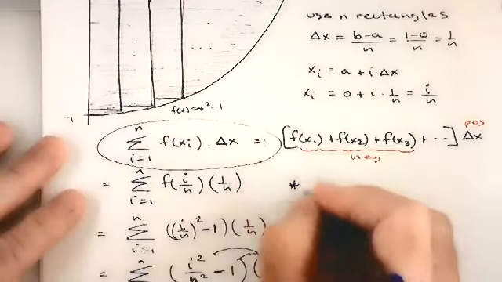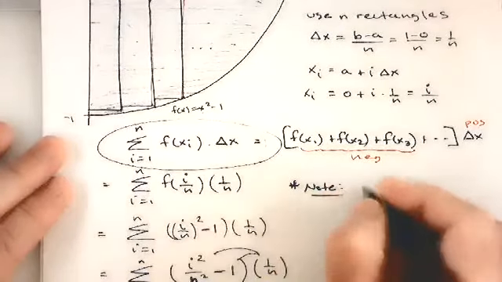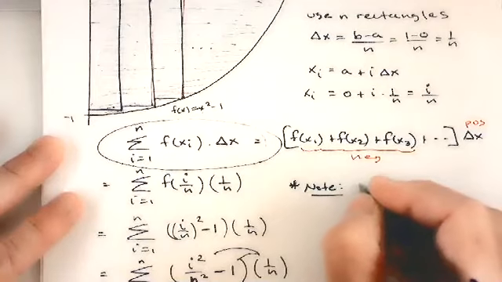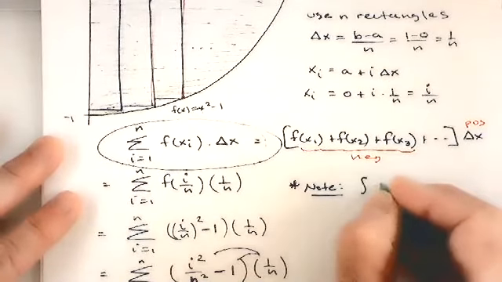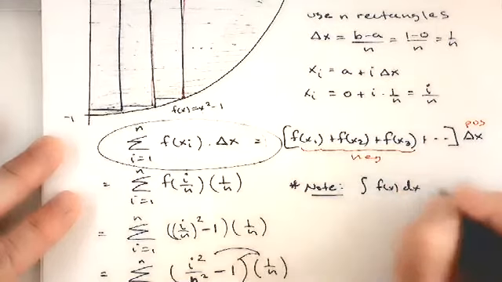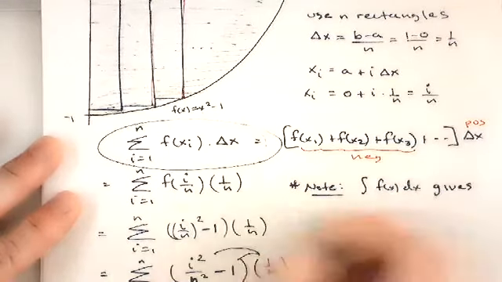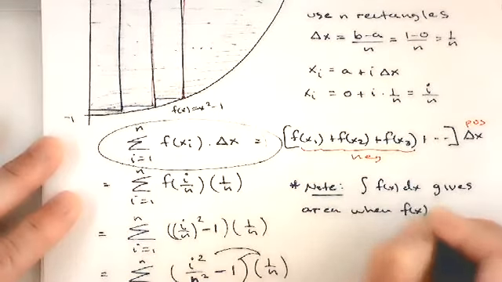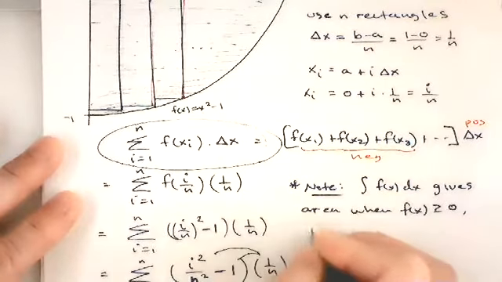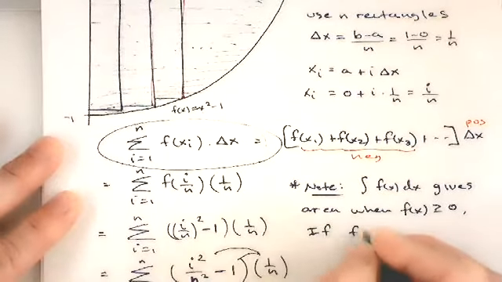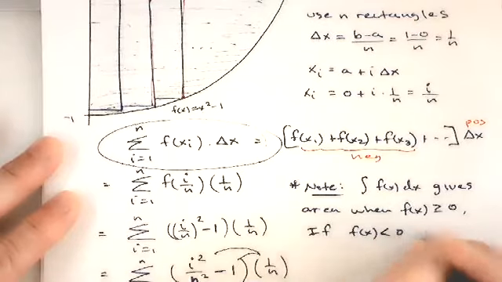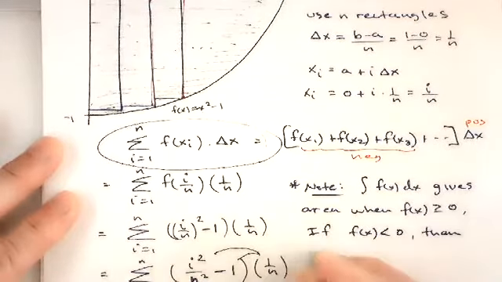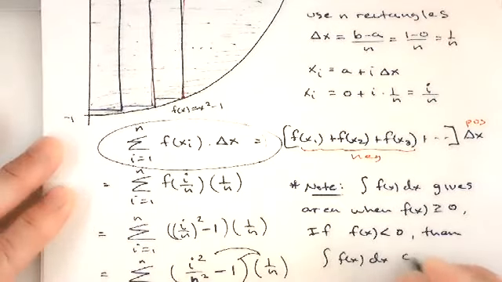So what that means is, this is a big note here. Note: the integral of a function, which is our limiting sum, gives area when, I already wrote this down, f of x is greater than or equal to 0. If f of x is less than 0, then the integral comes out negative.